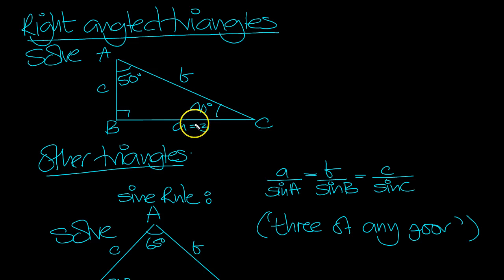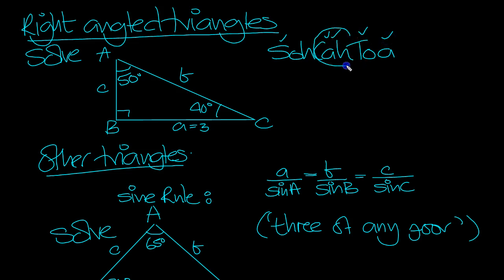Now, we know this side, so we can use SOHCAHTOA, can't we? So let's write it down and see what we've got. As far as this angle is concerned, we've got the sine, cos and the tan. We've got the adjacent. So we need 2 of any 3. So we can use the tangent to get the opposite, which is this side here, and we can use the cosine to get the hypotenuse.